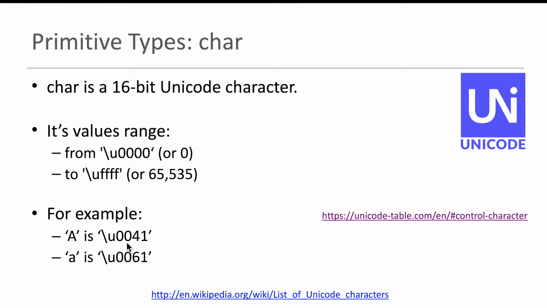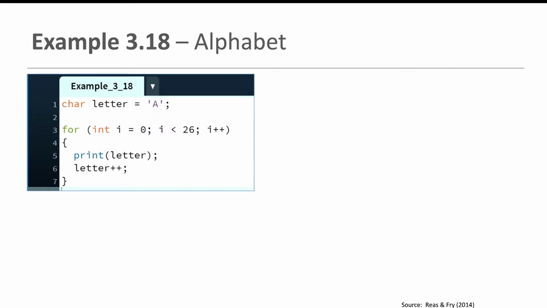So now you have a better understanding of what these examples mean. Okay, so we have \u0041, \u0061. So let's look at that example that I was asking you to consider. Here we have char letter is assigned value A, and then we have a loop going from 1 to 26. There's 26 letters in the alphabet. That's where the 26 comes from.